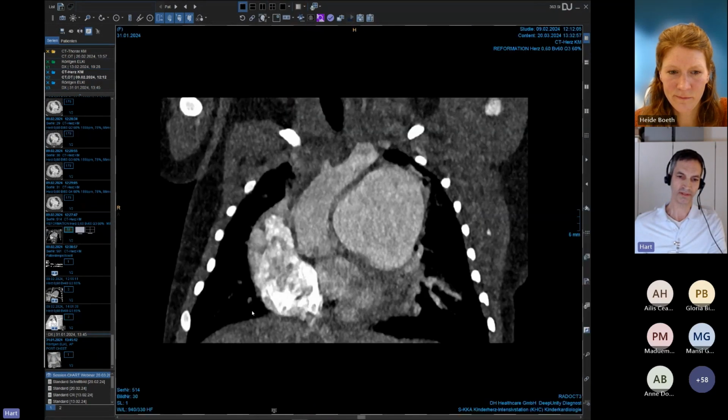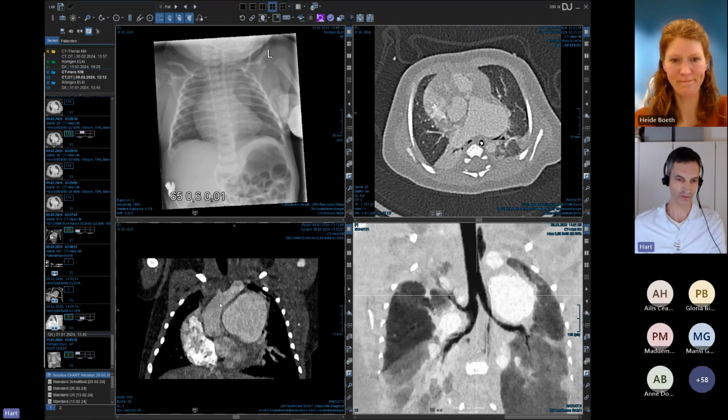Perhaps you remember the coronal view of the fetal cardiac MRI. This looks pretty much the same. This is the enlarged left pulmonary artery, aortic arch, and ascending aorta here. Just to show you that we see the same things prenatally and postnatally. This is, again, airway compression here.